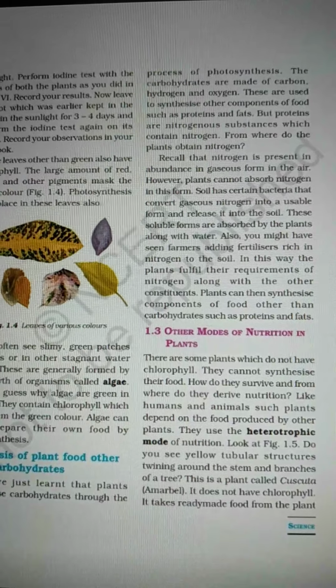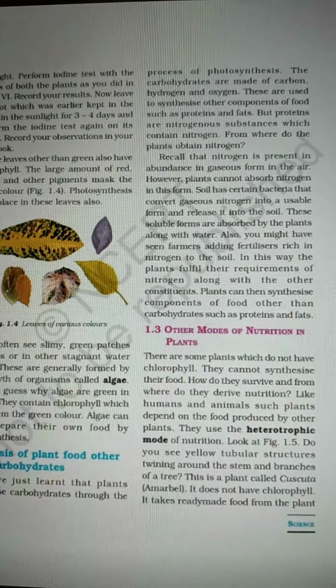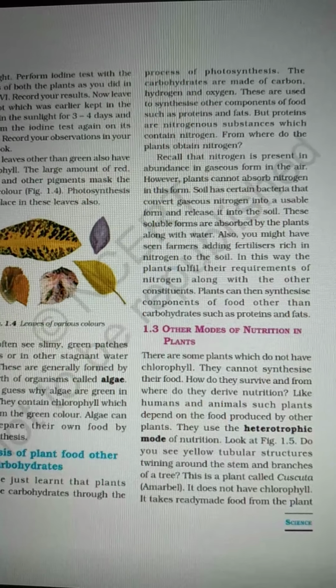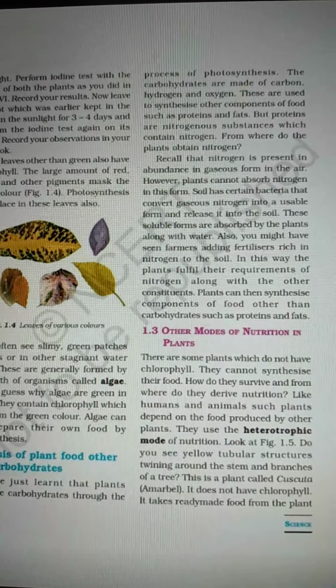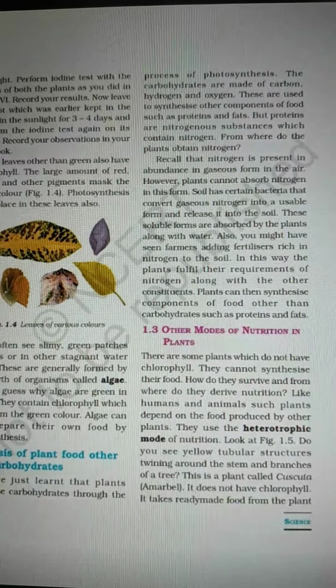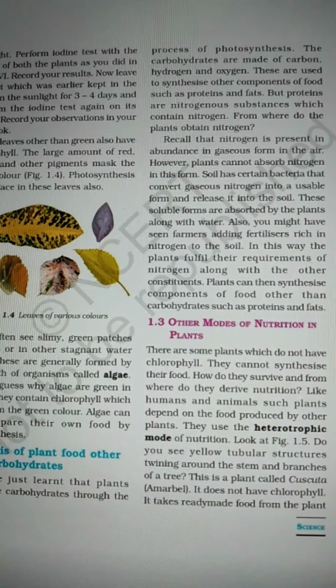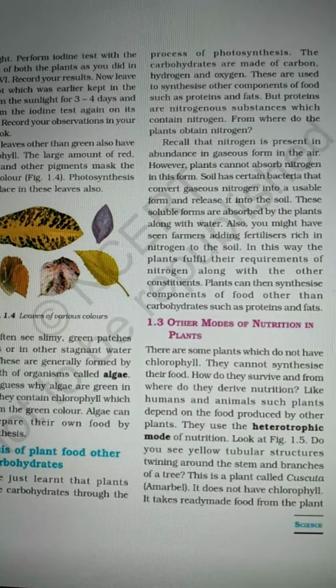These are used to synthesize other components of food such as protein and fat. So with the help of this carbon, hydrogen and oxygen, other proteins and fats are also made. But proteins are nitrogenous substances which contain nitrogen. From where do plants obtain nitrogen?